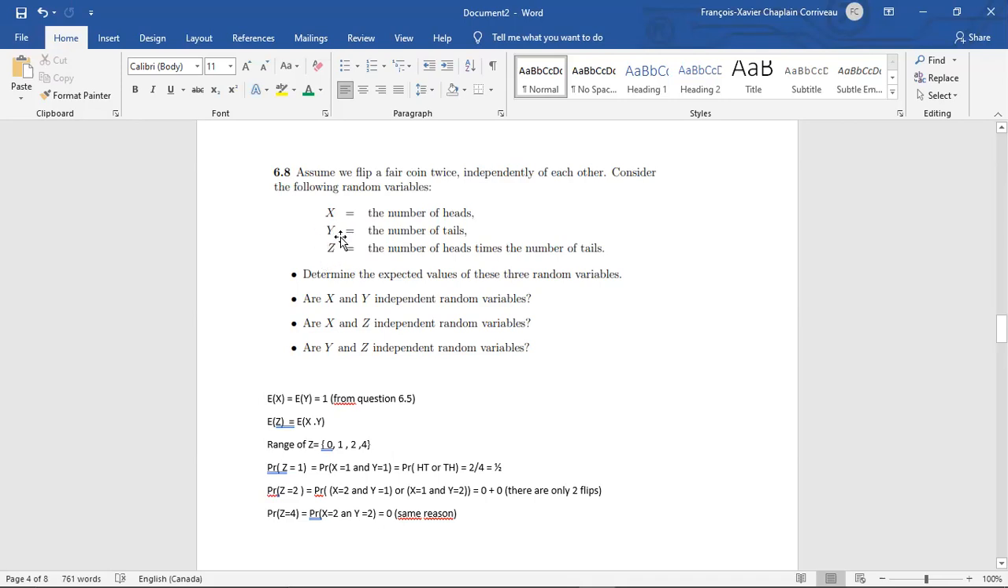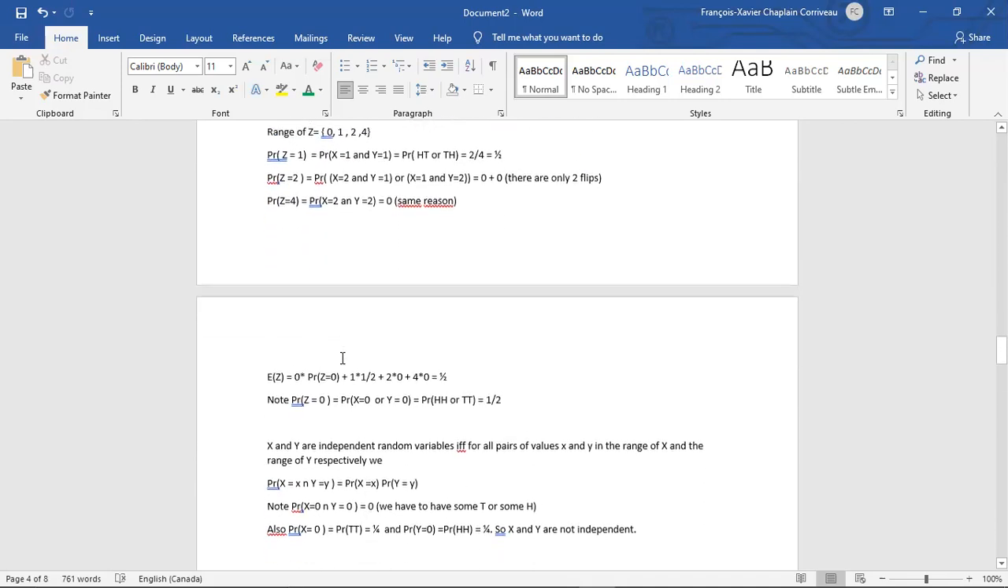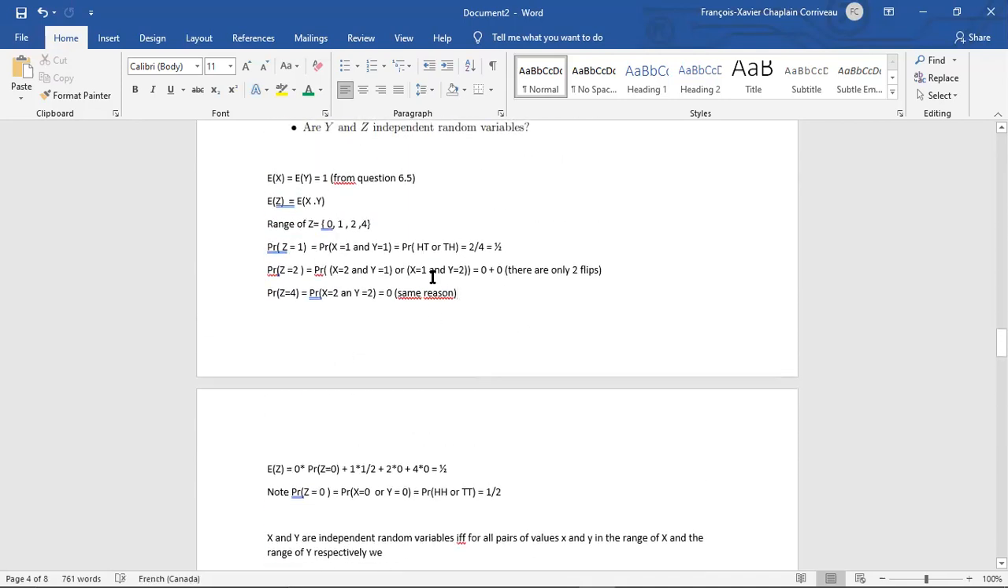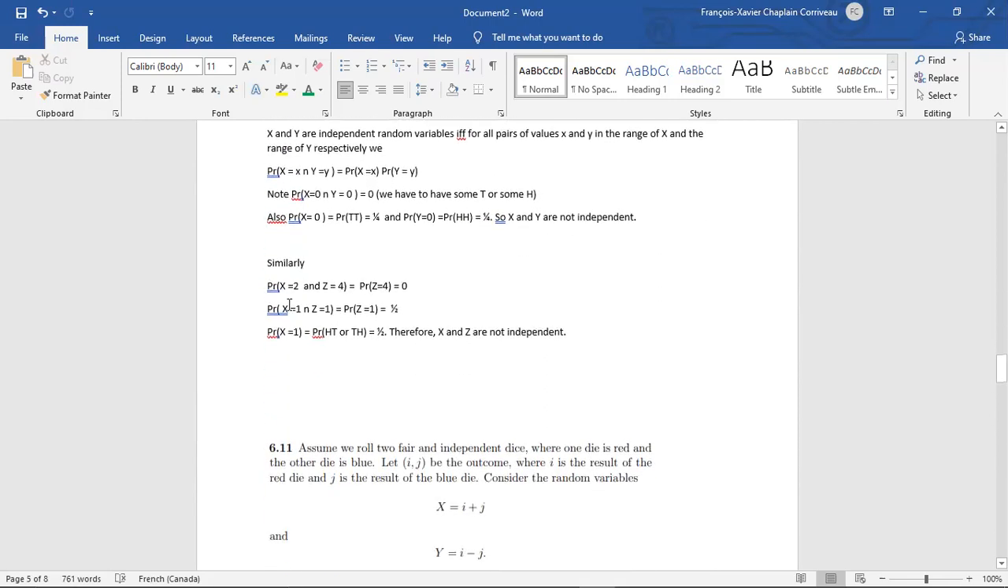Now you can use the same example for x, y, and z, right? z is also a function of y. z is equal to y times 2 minus y. So these two random variables will not be independent. And if you want to stick to the definition, you can use the exact same example. Replace a y here, replace a y here, replace a y here, you get the exact same thing.